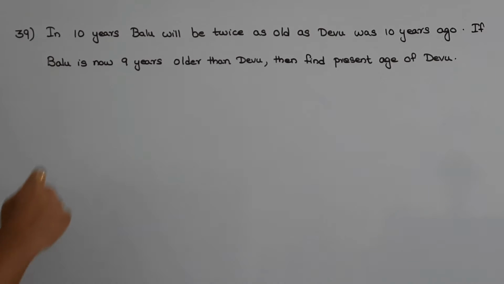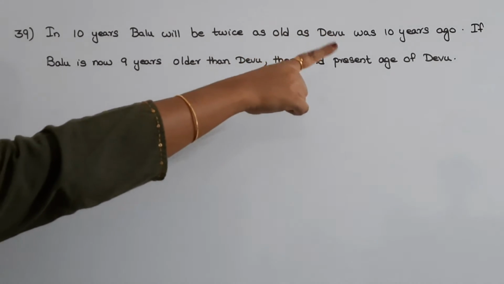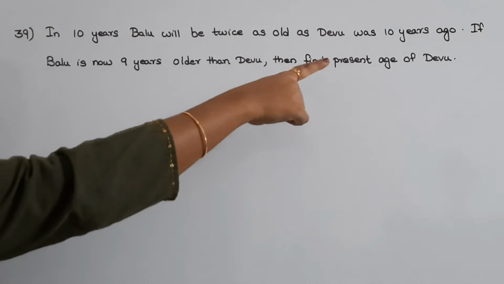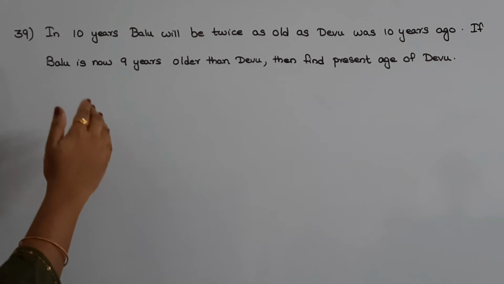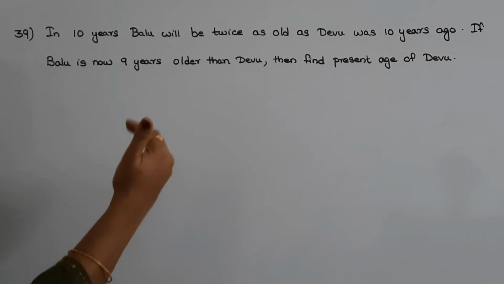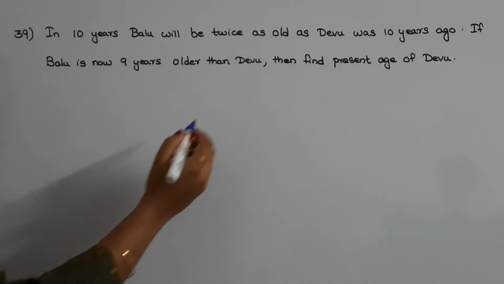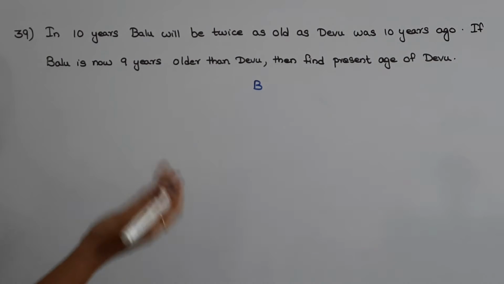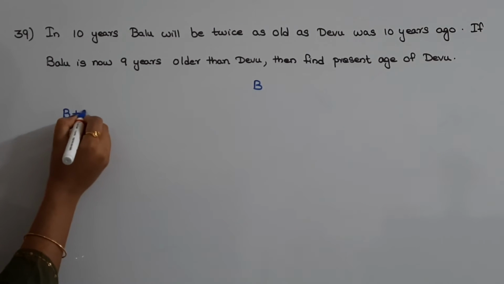The next question is, in 10 years Balu will be twice as old as Devu was 10 years ago. If Balu is now 9 years older than Devu, then find present age of Devu. In this question they are telling that 10 years later or after 10 years Balu is twice as old as Devu was 10 years ago. Okay. So if at present Balu's age is B, then 10 years later or 10 years hence his age would be B plus 10.